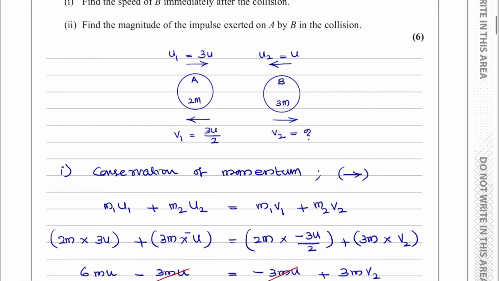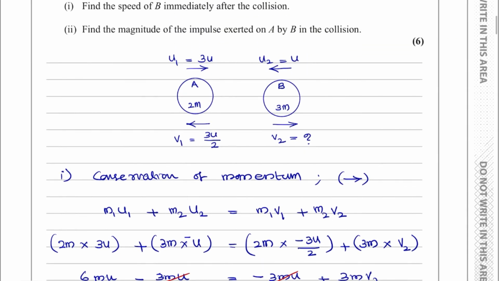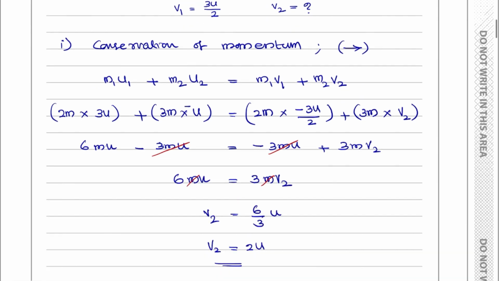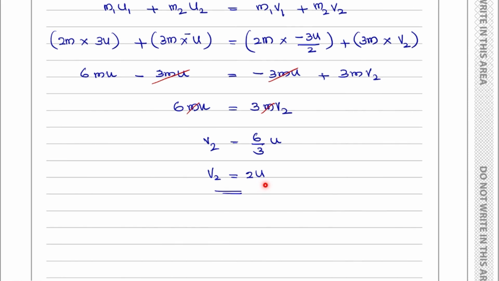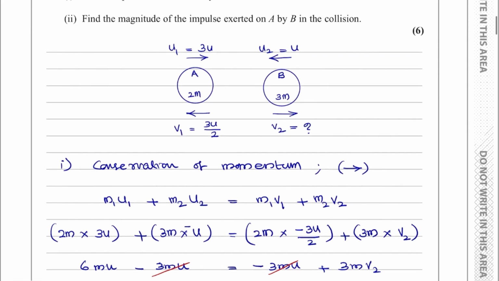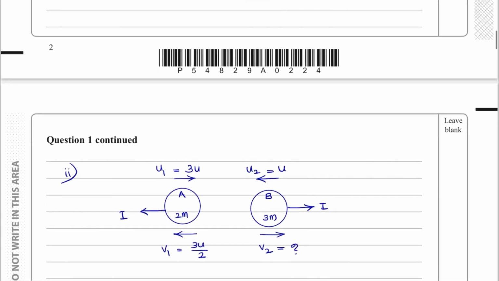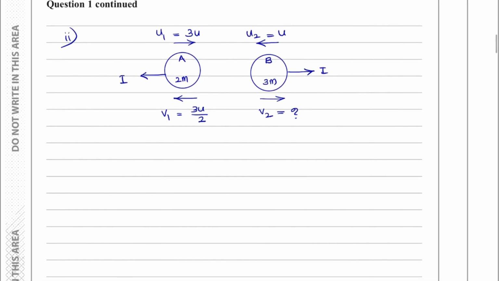Our first question is find the speed of B immediately after the collision. So the speed of B immediately after the collision is 2u. Now we can move to the second question. Find the magnitude of the impulse exerted on A by B in the collision. So we need to draw this figure again. This is the figure: particle A, particle B, initial velocity of A, initial velocity of B, final velocity of A, final velocity of B.